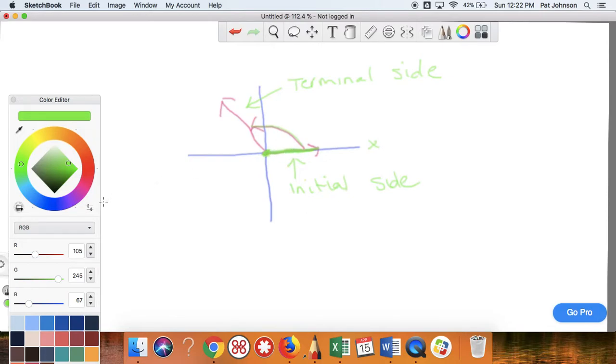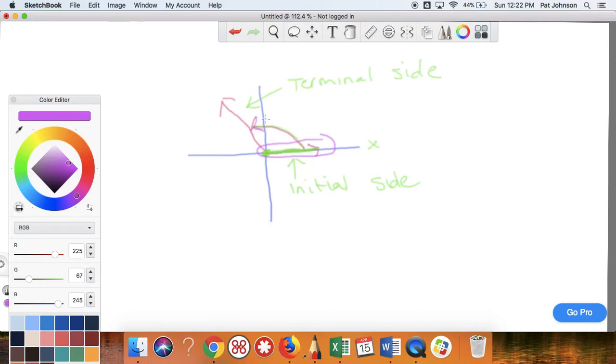Now the ray that is on the positive axis is called the initial side. The other ray is called the terminal side, and that's where the angle terminates. It stops right there. So that's the difference: initial side, terminal side. It's in standard position if it starts here and goes this direction.